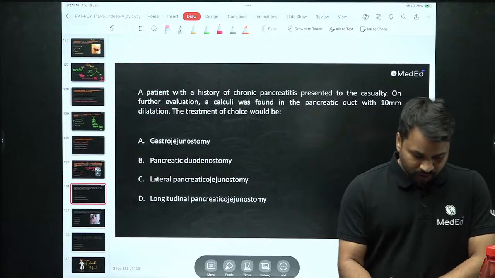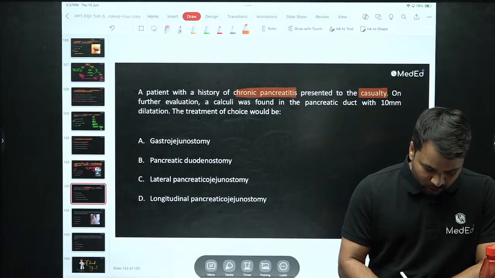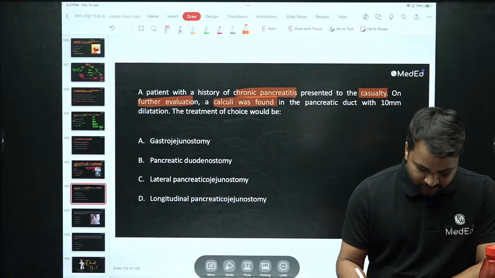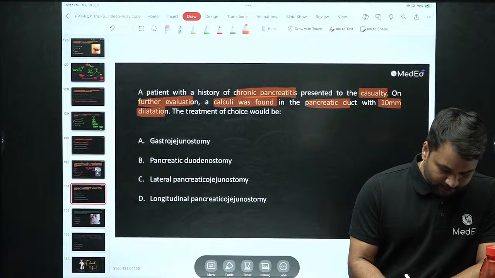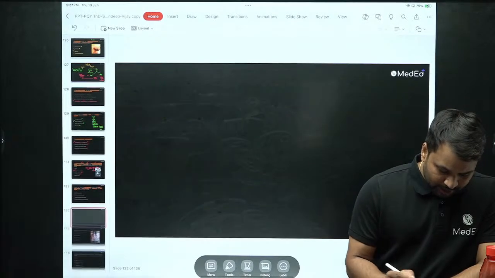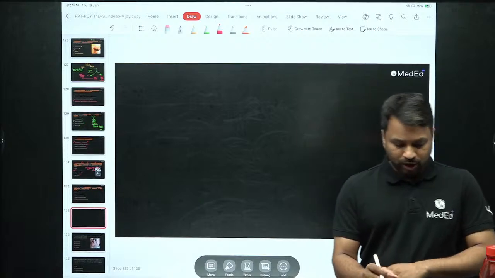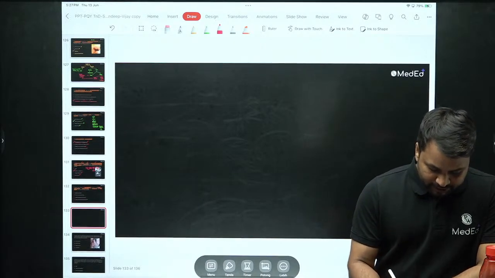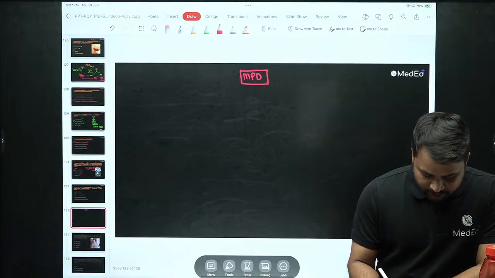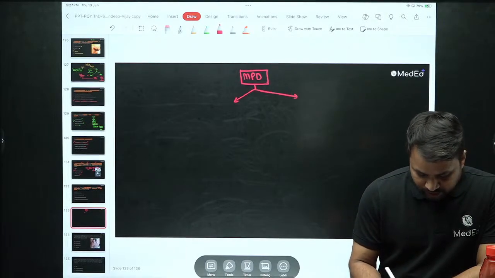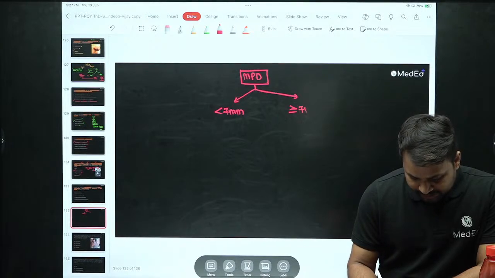Chalo. Next question: a patient with a history of chronic pancreatitis presented to the casualty. On further evaluation, a calculus was found in the pancreatic duct with the duct 10 millimeters dilated. What is the treatment of choice? So let's quickly look at the algorithm. Whenever you have chronic pancreatitis with pain, the first thing you will see is the MPD, that is your major pancreatic duct diameter. The MPD classification that you have is if it is less than 7 millimeters or more than or equal to 7 millimeters.